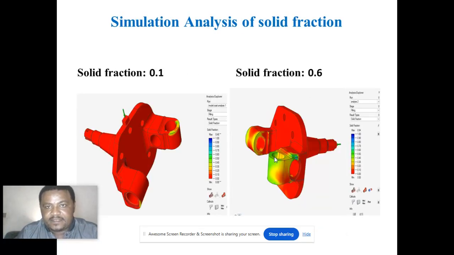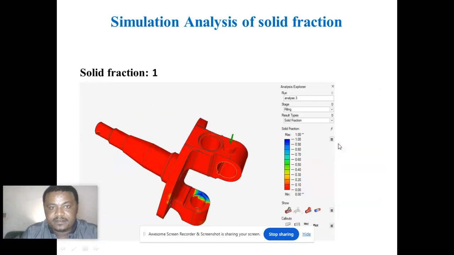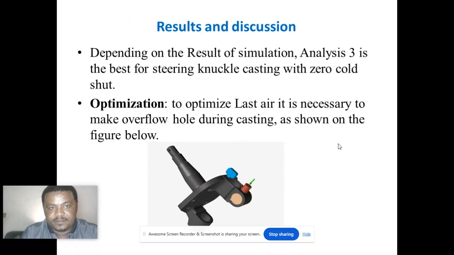The next analysis is solid fraction. These are the defects which may occur during demolding after solidification. Here, solid fraction is 0.1 on the first phase, 0.6 on the second, and solid fraction is 1 on the third analysis. Result and discussion from this analysis.